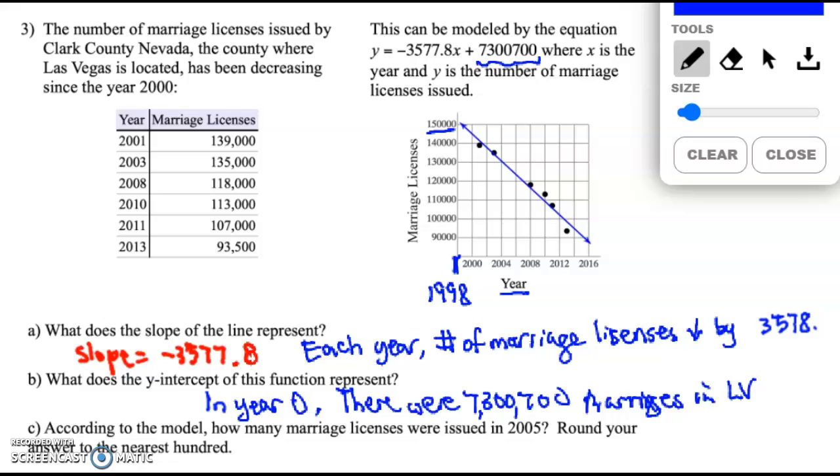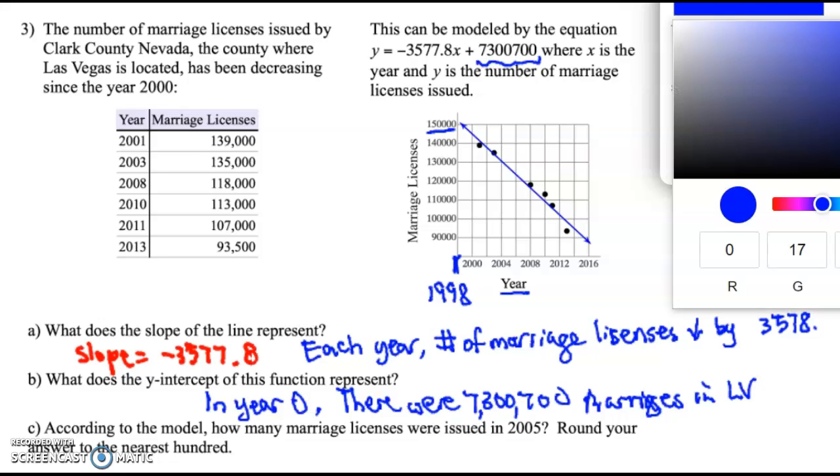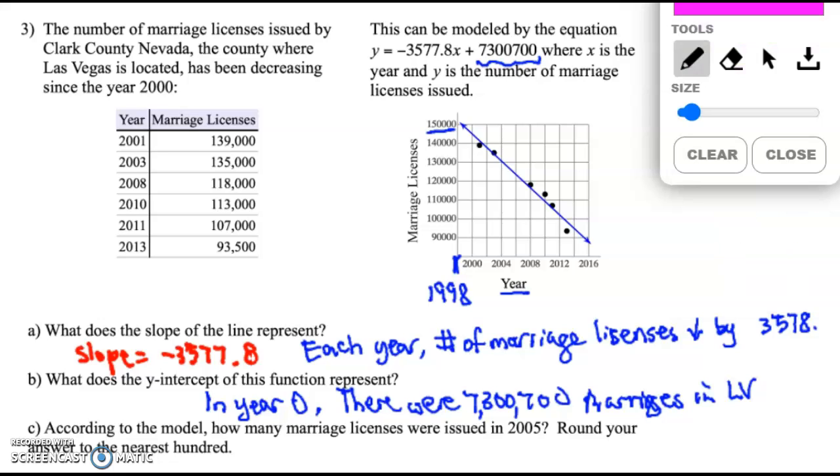Okay, according to the model, how many marriage licenses were issued in 2005? That means we are looking for year 2005. So we need to figure out where year 2005 is first. This is 2004, this is 2008. That means right in the middle will be 2006. So 2005 will be in between. So it will be here. Okay, so then the graph meets about here.